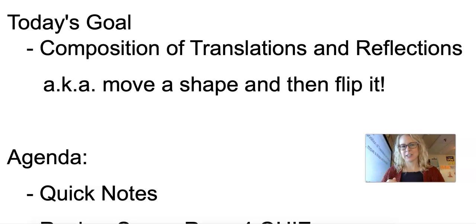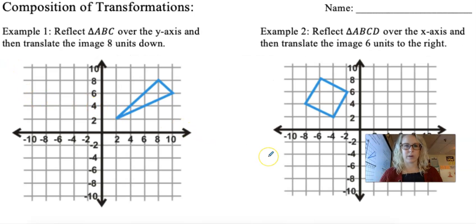Today we are going to be talking about compositions of translations and reflections. Composition means basically do more than one. So we're going to move a shape and then maybe flip it, or vice versa. We're going to flip a shape and then move it. Nothing quite new, we're just going to combine all of the things we learned together. So let's take a look at some problems.